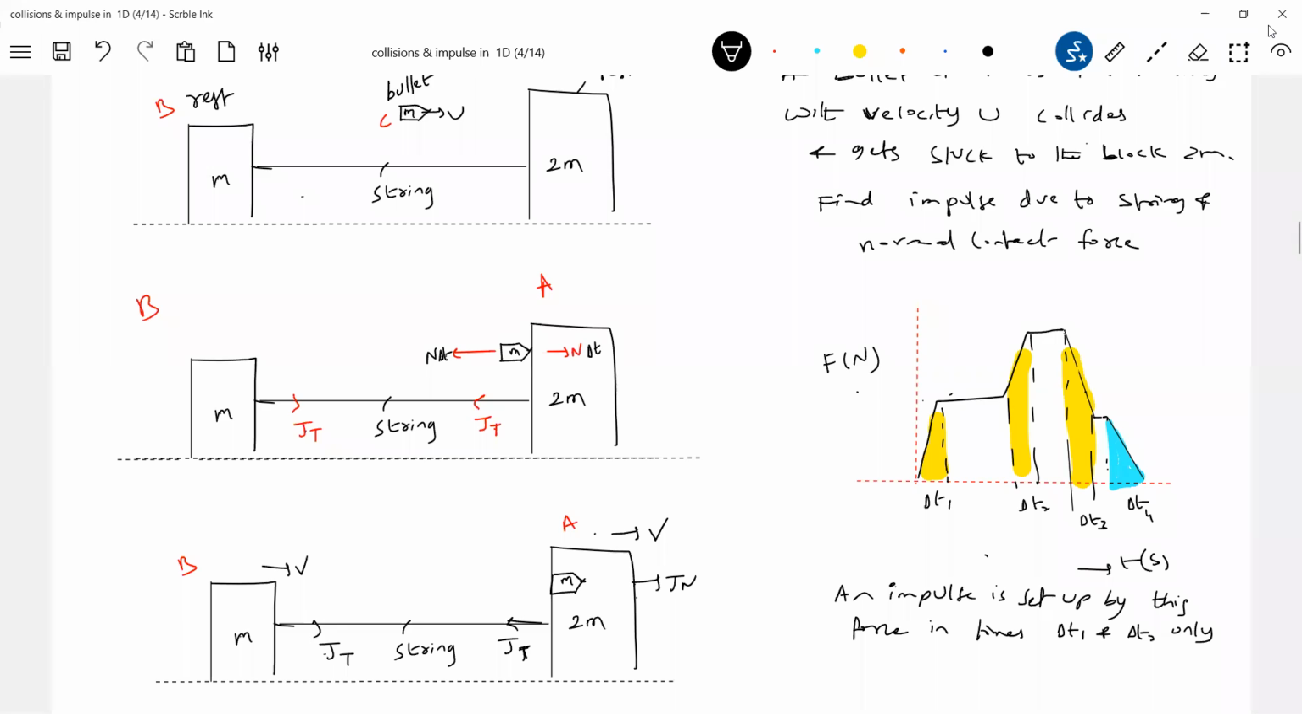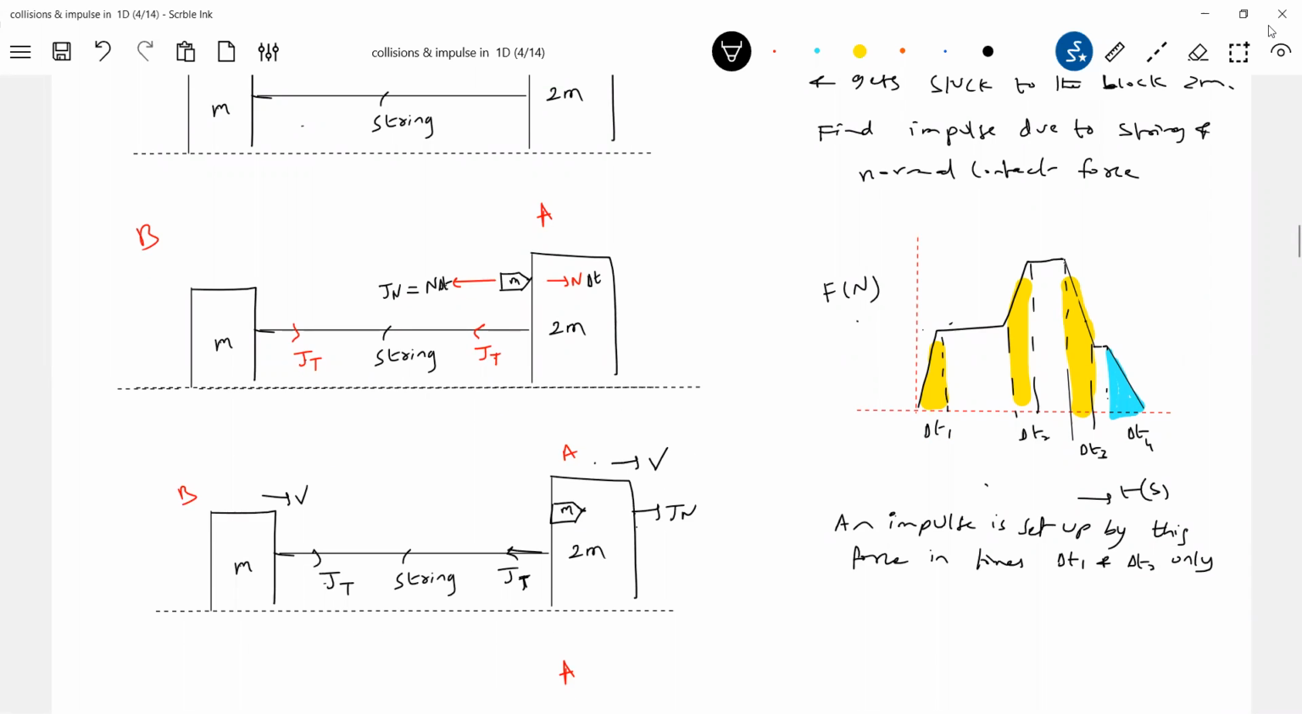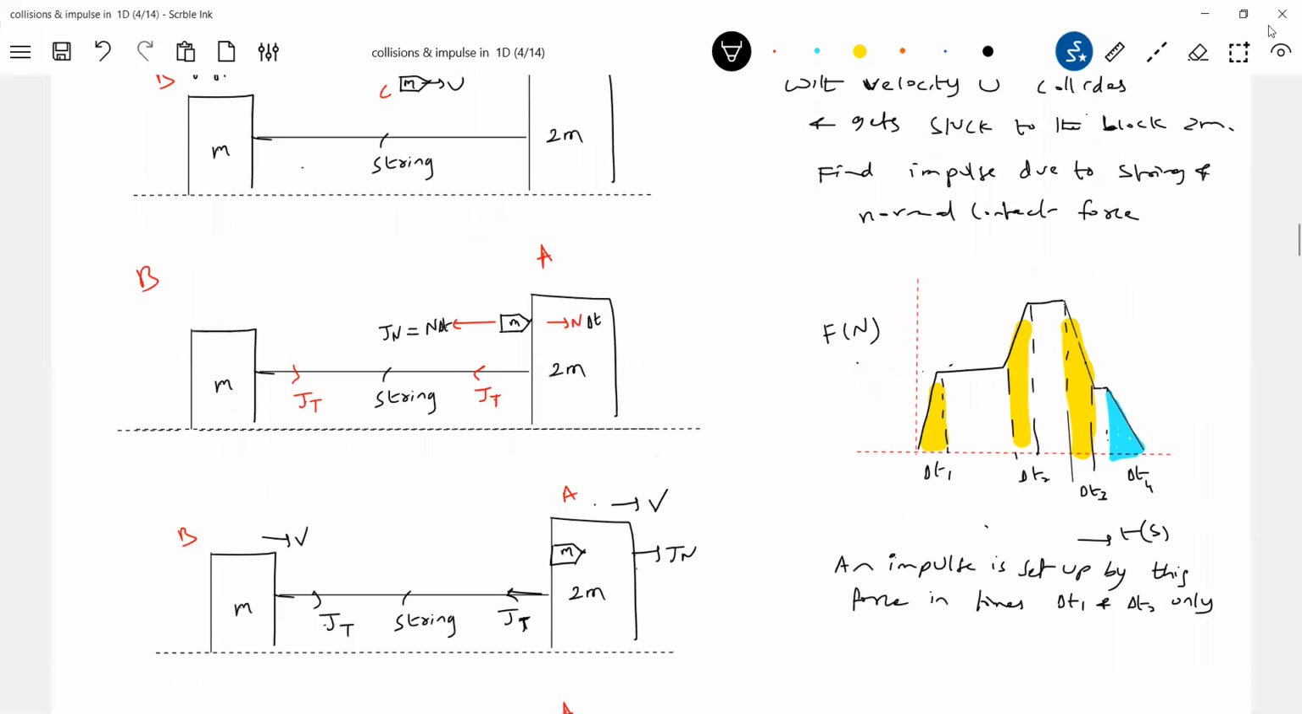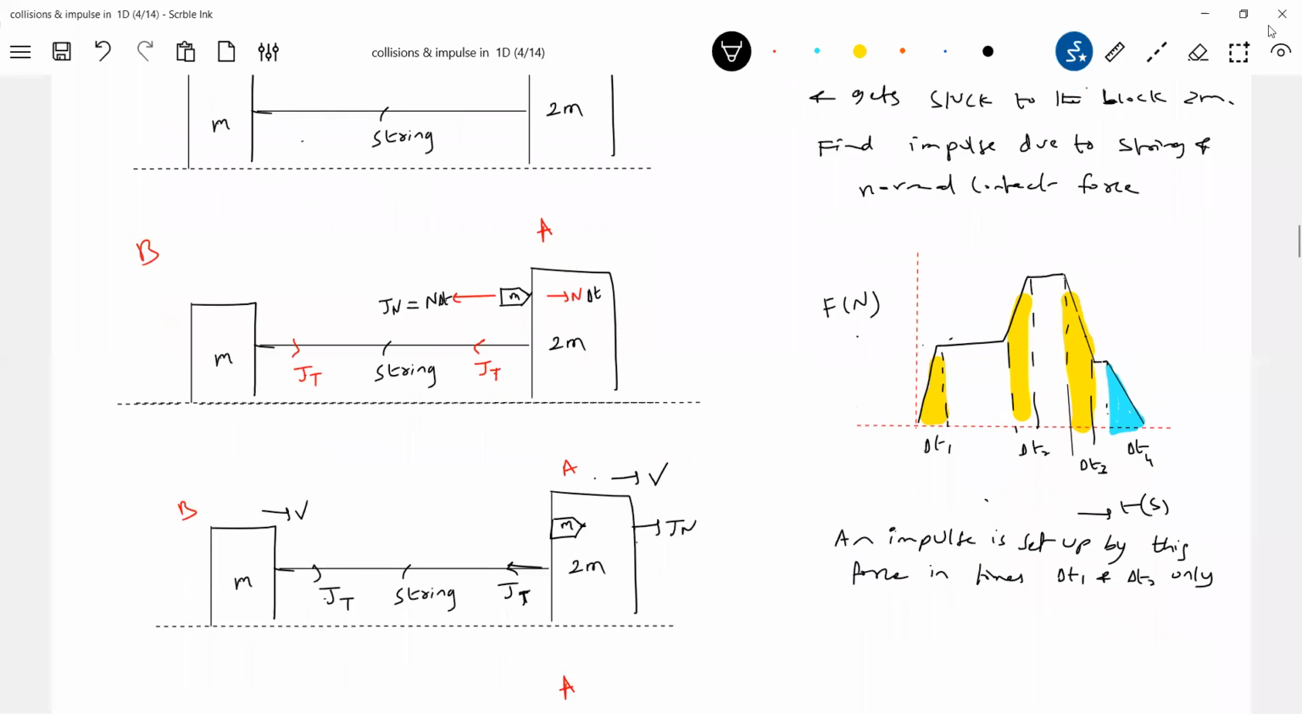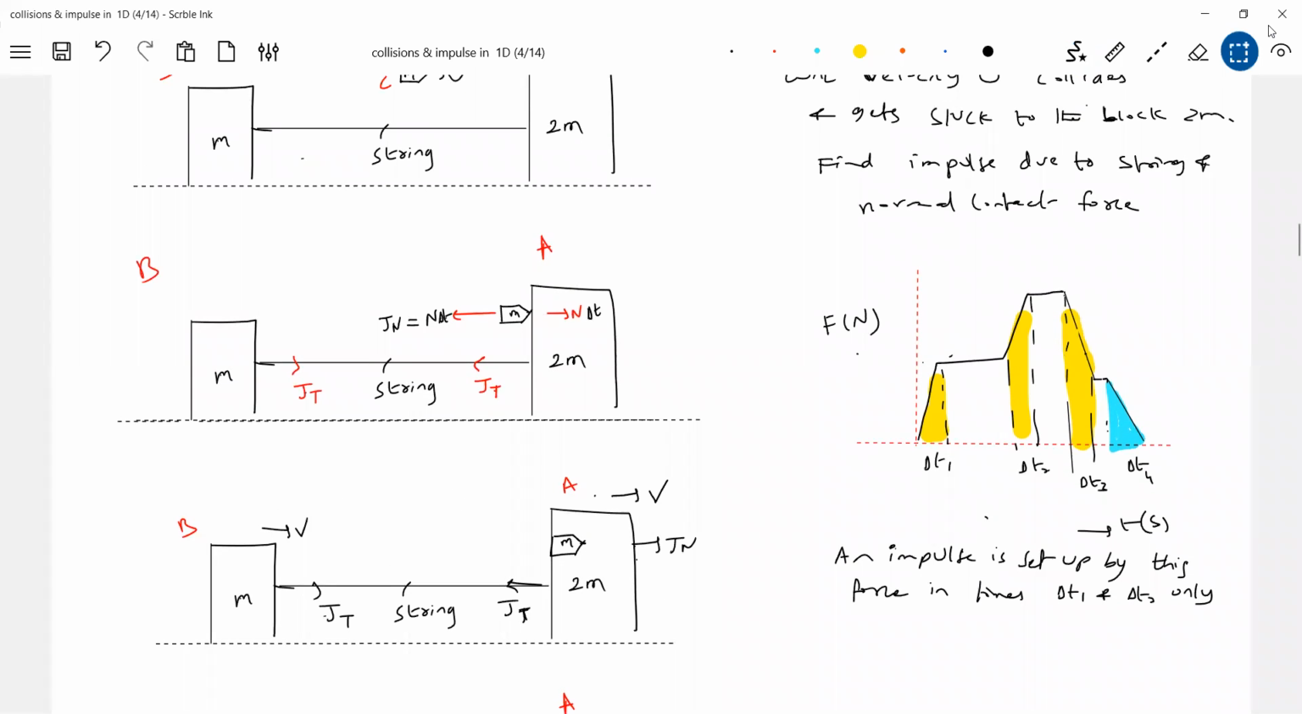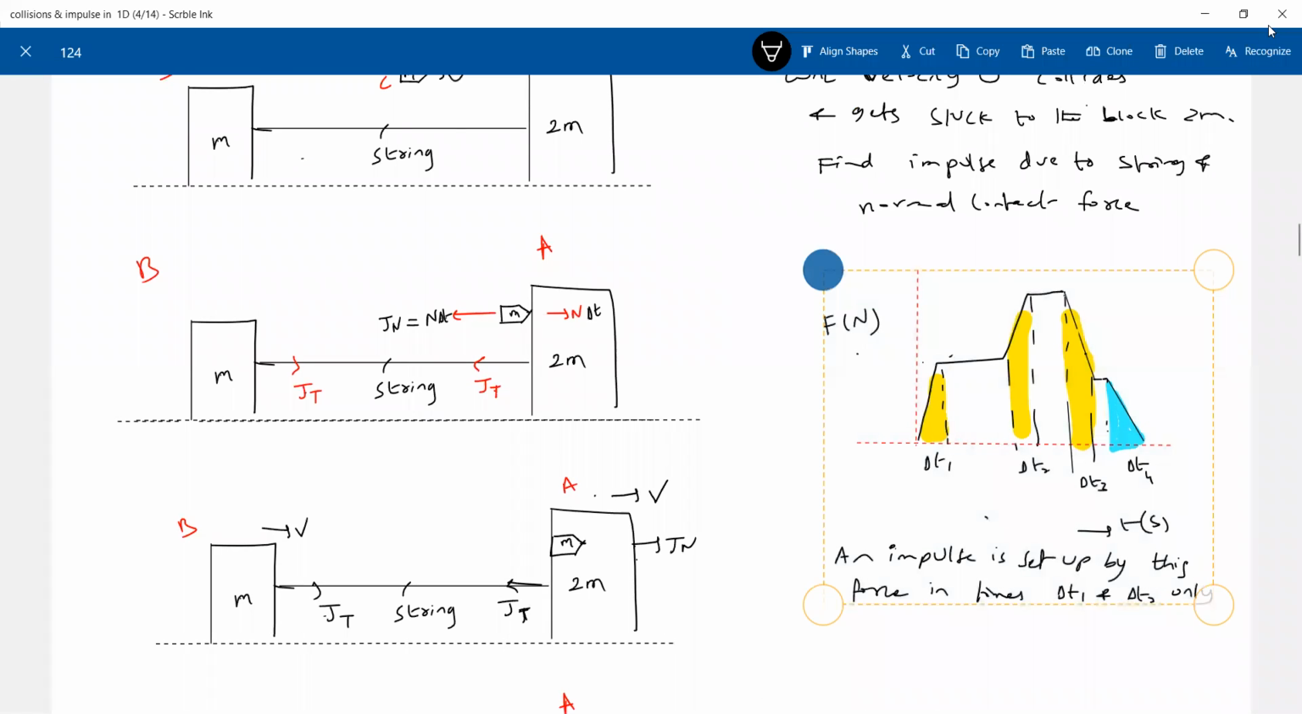So overall, this is the sequence. So let's write the equations one by one. I'll call this Jn. Now let me look at only the bullet. Let me write the equation. Looking at only the bullet, what was the initial speed of the bullet? I'll push it to the next page.